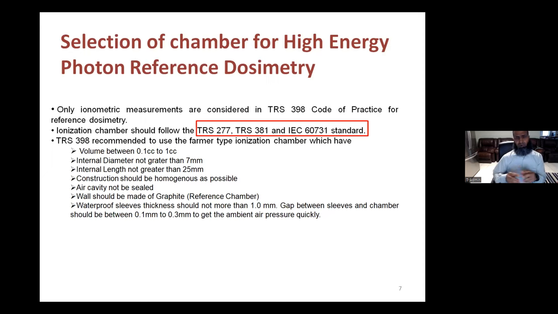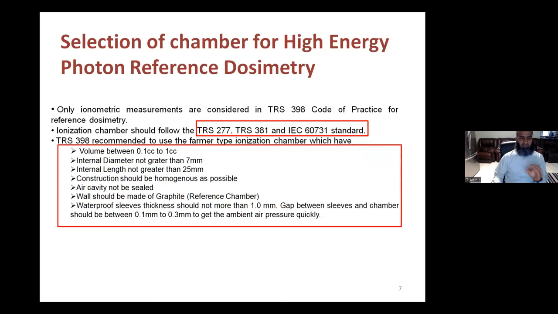But if you want to go really deep to understand which is the best optimal reference dosimetry chamber, it's good to refer to TRS 277 or 381, or IEC, which is actually the best document as well. So I just summarize a little bit here. These are the summary of that.